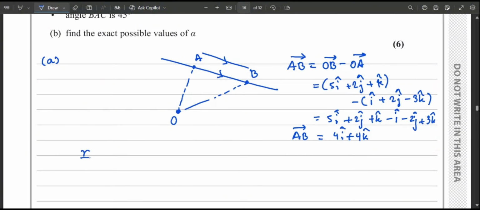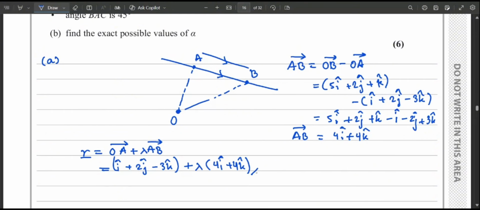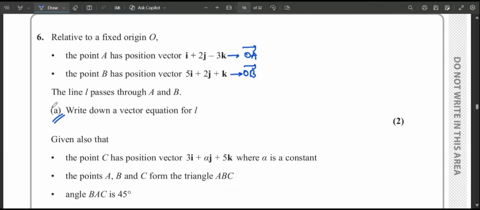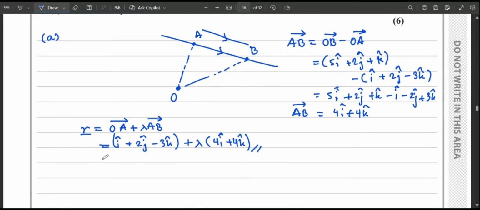Now our vector equation will be equal to OA, a point on the line, plus lambda AB, the vector that is parallel to that line. OA is equal to i plus 2j minus 3k, plus lambda into (4i plus 4k). So this is our answer to part A. We do not need to simplify this or expand the brackets because we are told to write down the vector equation, so we've written it down. We do not need to simplify it further.